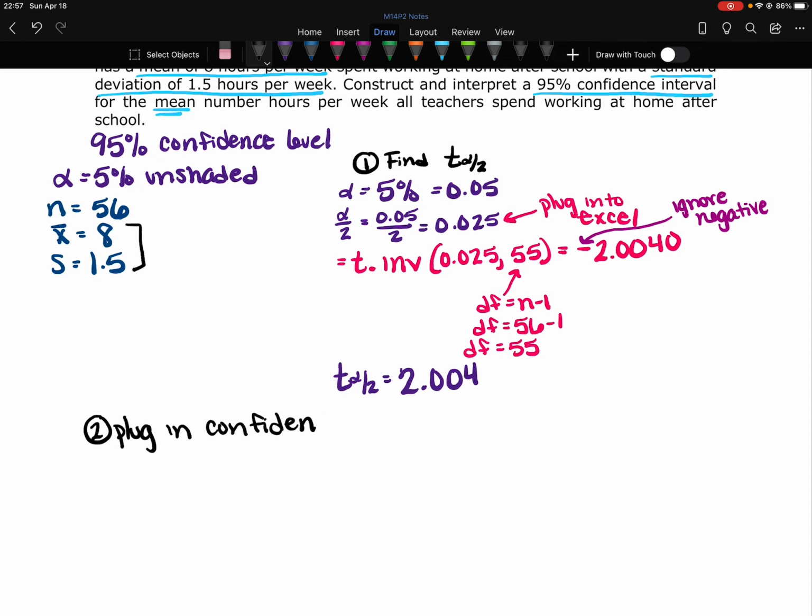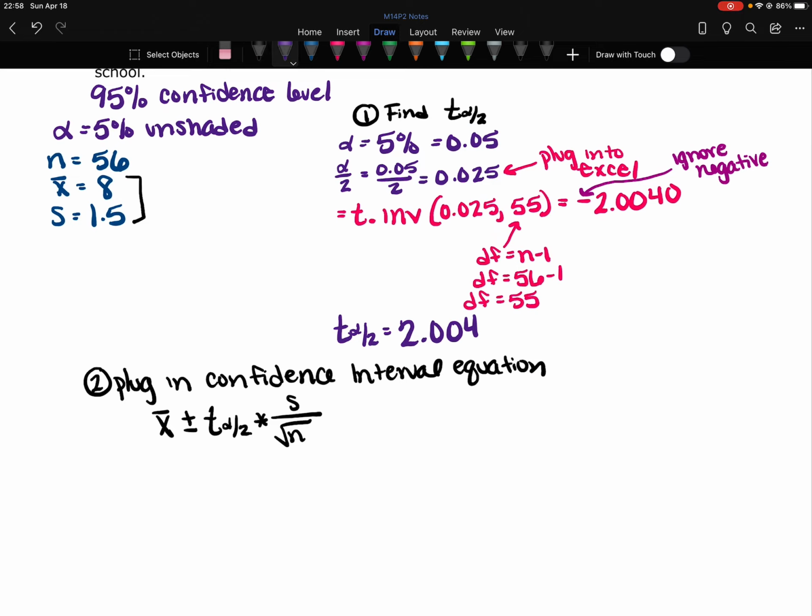So now I just need to plug this into my confidence interval equation, which is x bar plus and minus that t alpha over 2 value times s over the square root of n. So my x bar is 8 plus and minus 2.004 times 1.5 over the square root of 56.